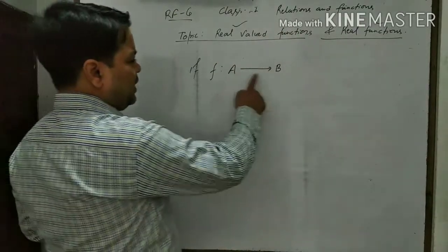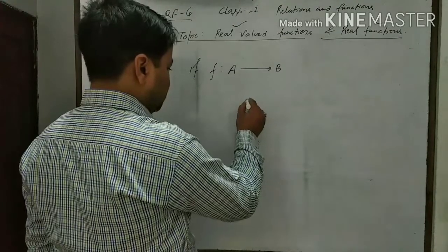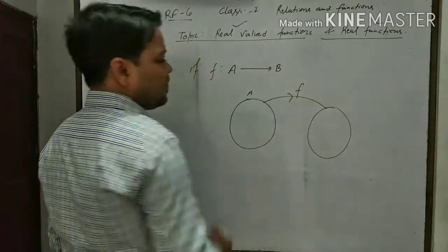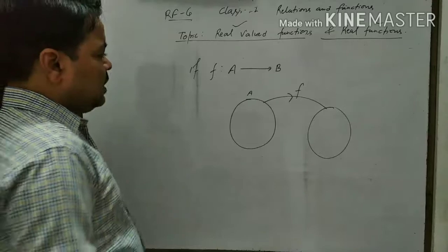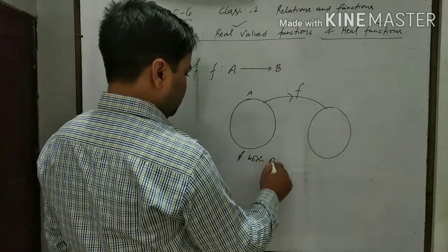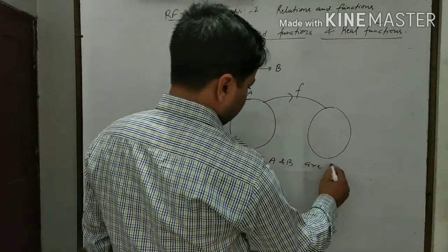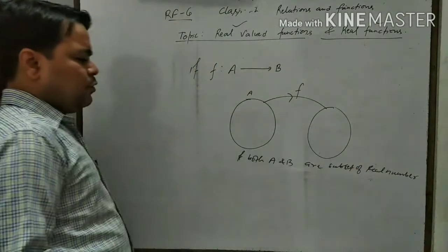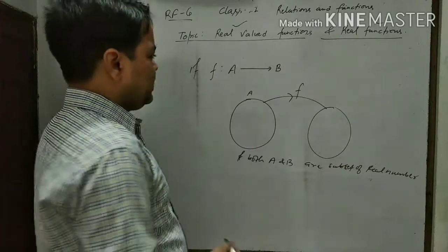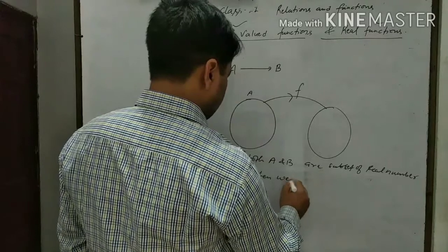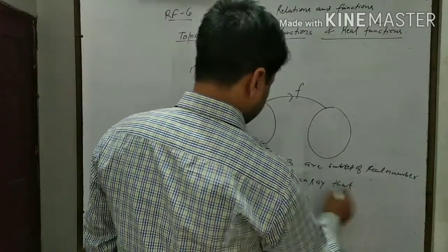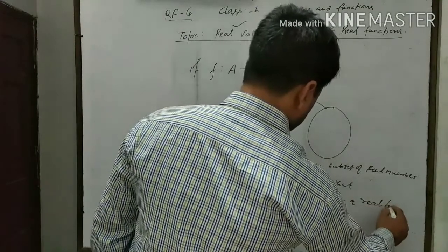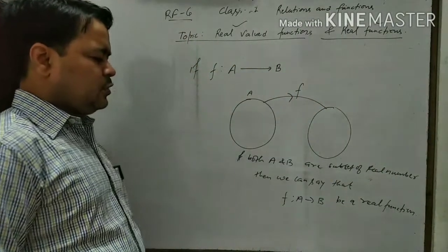Here A and B are non-empty sets. Just like if we have a set A and a set B, and a function f from A to B. If both A and B are subsets of real numbers, then we can say that a function f from A to B is a real function.